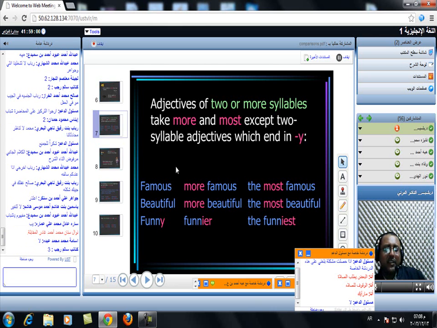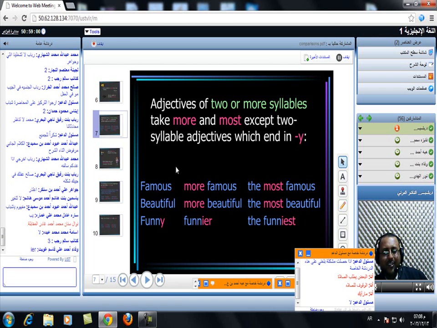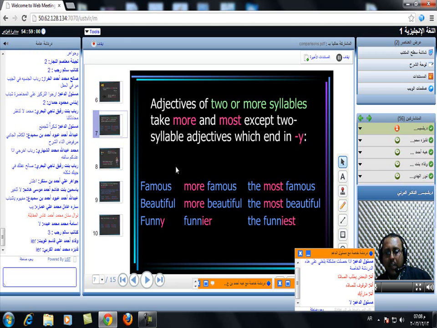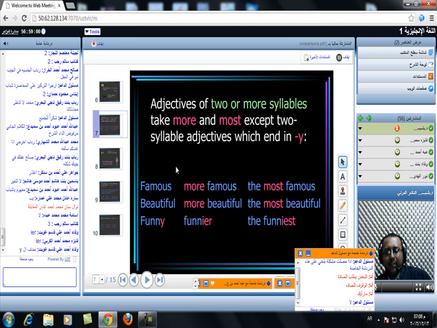Now funny consists of 1 syllable. Yeah, there is only 1 syllable, but I'm sorry, there are 2 syllables here. There are 2 syllables, but the adjective ends with what? With y. So we have to omit y, change y to i, and then add er and est.